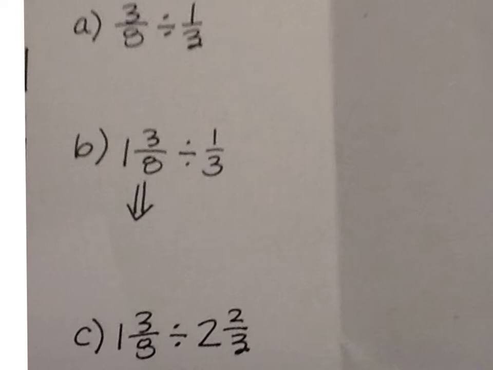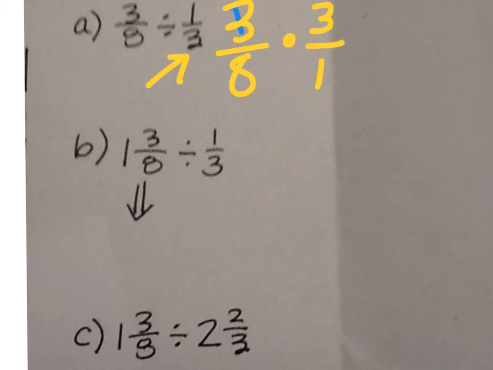So 3/8 divided by 1/3, I've got the 3/8. I don't need to change anything from a mixed number to a fraction. So I'm just going to deal with the reciprocal of the second number. And I've got nothing to simplify there, so I'm going to go ahead and do 3 times 3 is 9, 8 times 1 is 8, 9/8 is the answer.